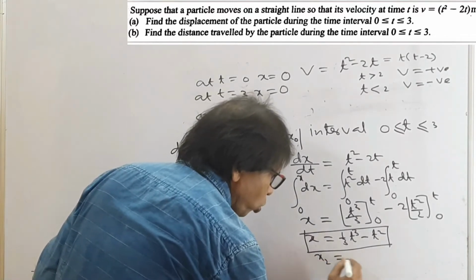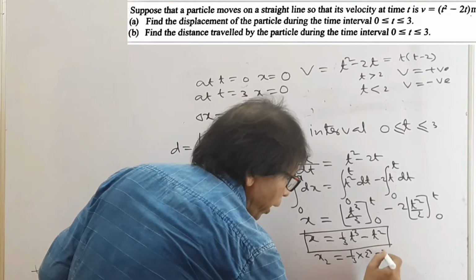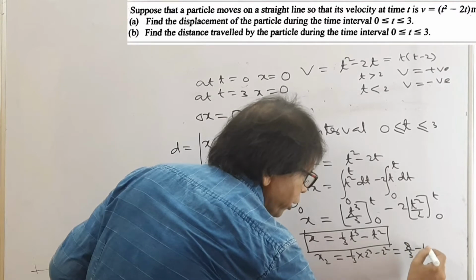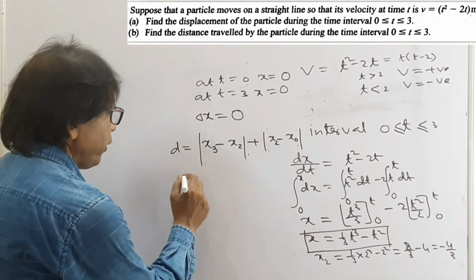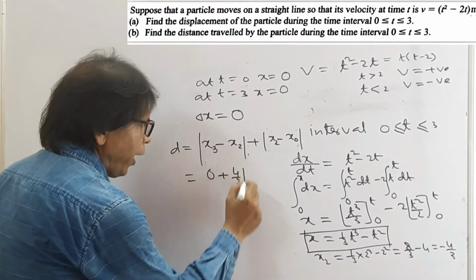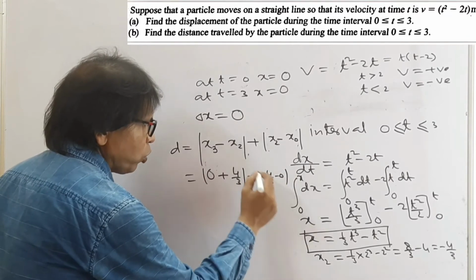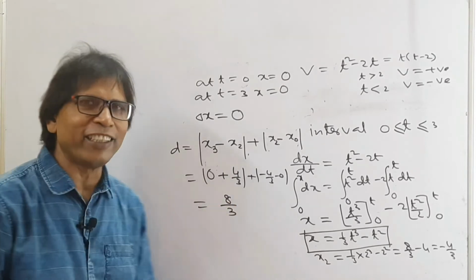Now x₂ = (1/3) × 2³ − 2², so this is 8/3 − 4, which is −4/3. Now 0 minus (−4/3), that is plus 4/3, and then −4/3 minus 0, so the distance covered is 8/3.